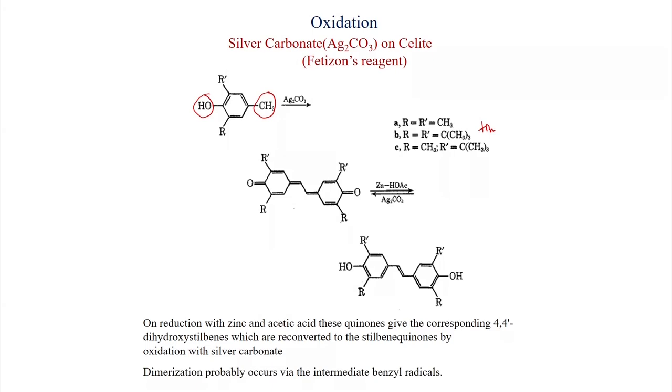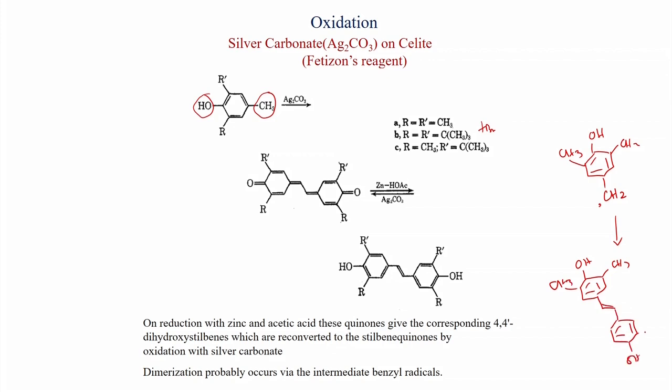The dimerization probably occurs via an intermediate benzylic radical. So most likely when a CH3 group is present para to the OH group, and if there is a substitution like methyl, then this benzylic radical is formed, and this benzylic radical first goes to the stilbene phenol. First maybe the saturated compound, and then the unsaturation. So when a methyl group is present, this conjugated enone system will form.